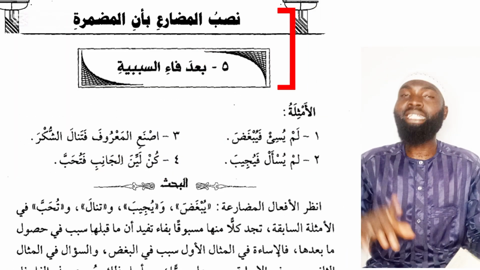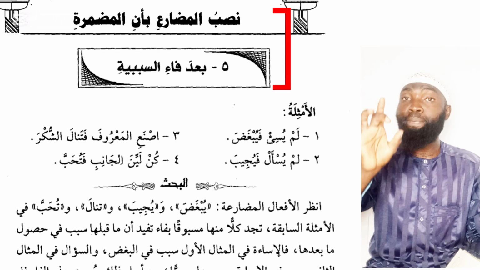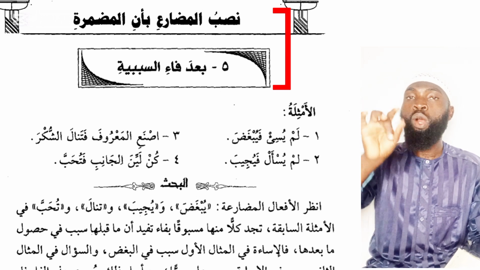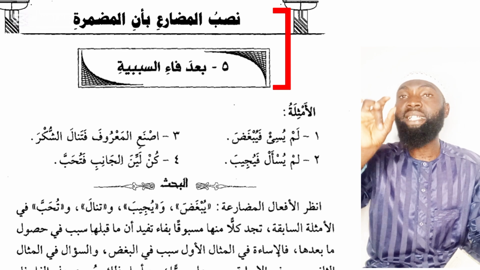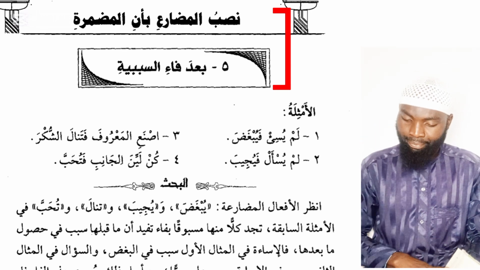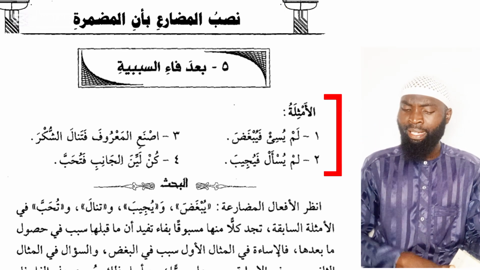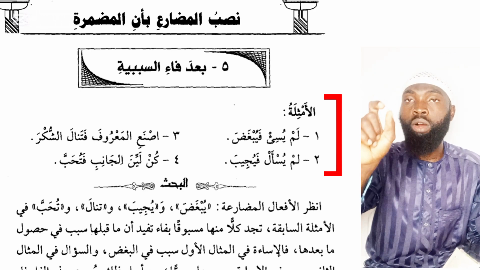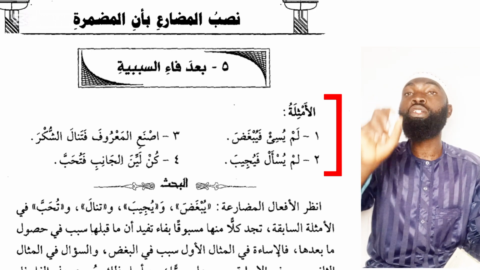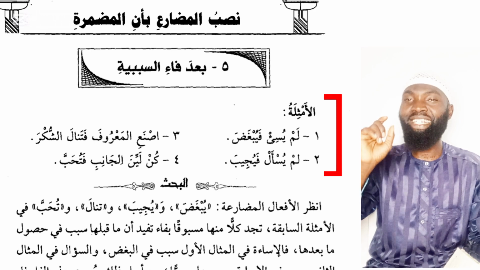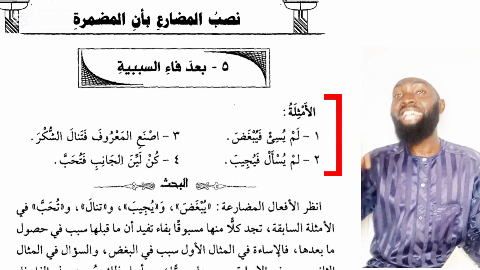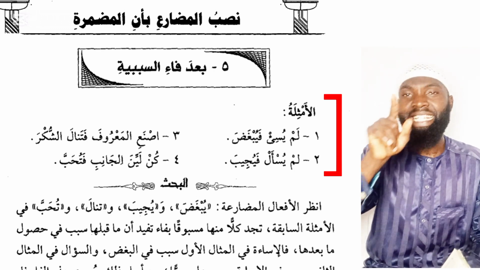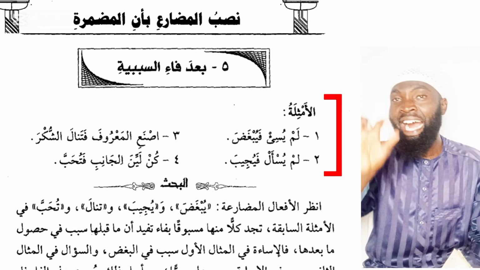Here it says ba'da fa al-sababiyya, which means after the fa of causation, after the causative fa. When the an appears after the fa, it should be hidden. An example we have, lam yusi' fayubghada, he did not do wrong, so he was not hated. You can see, he did not do wrong, and as such, he was not hated. The word yubghada is carrying fatha because the an is hidden.